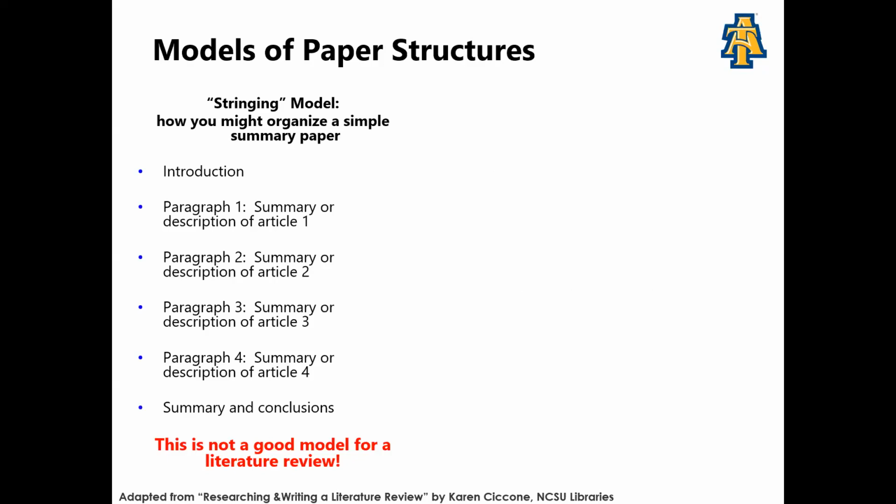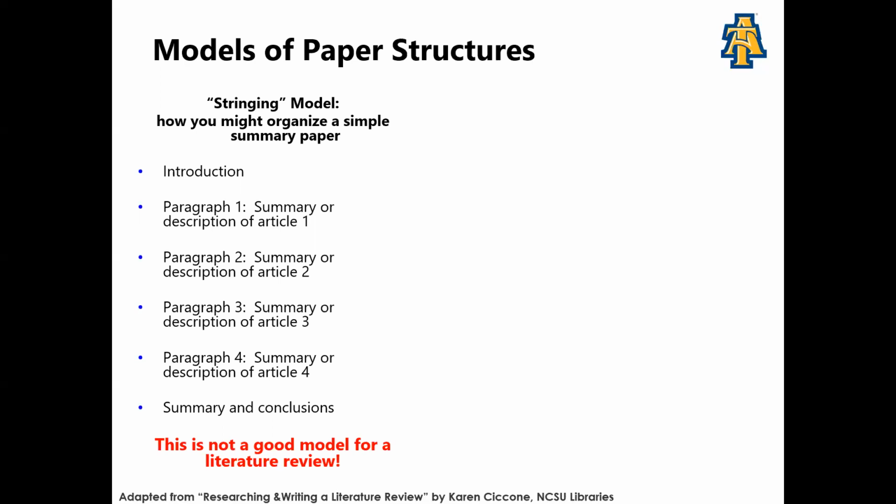And models, so there are 2 general models for writing a literature review. The first one is the stringing model. And unfortunately, this is not uncommon. You still see this quite a bit. It's the wrong way to do things. You have to understand that if you read your literature review and it looks like this, you need to revise it. Simple as that, right?